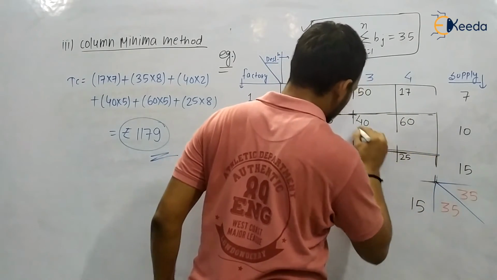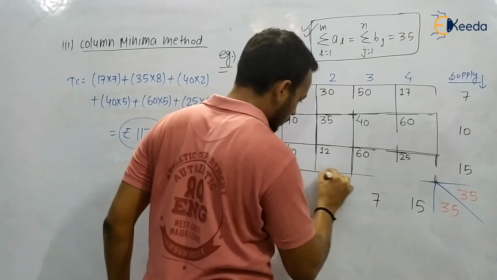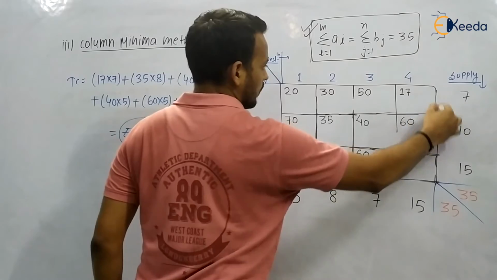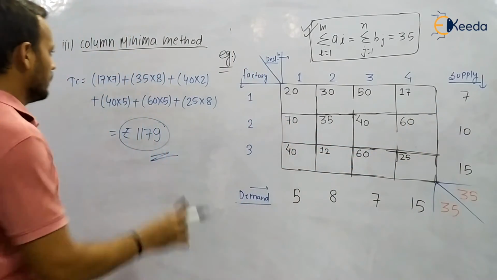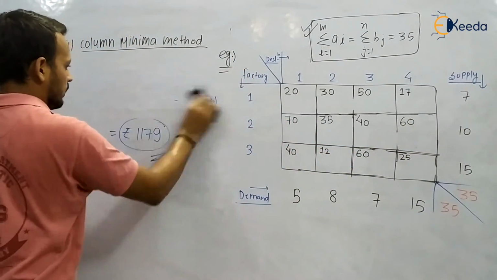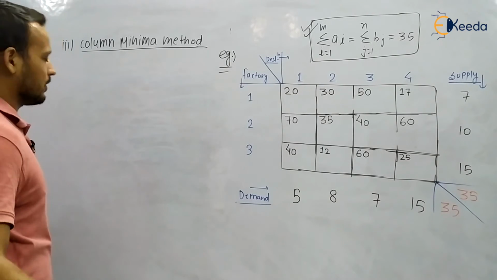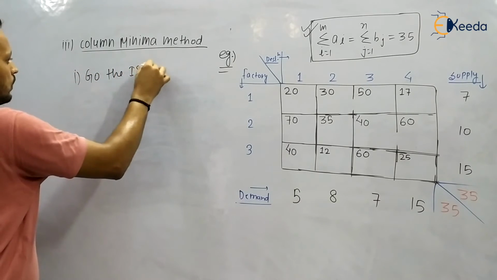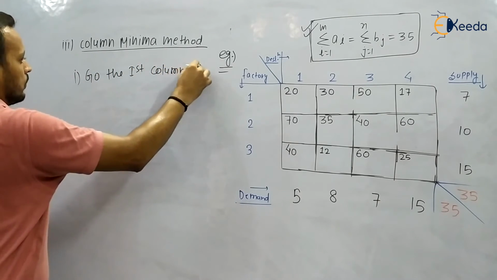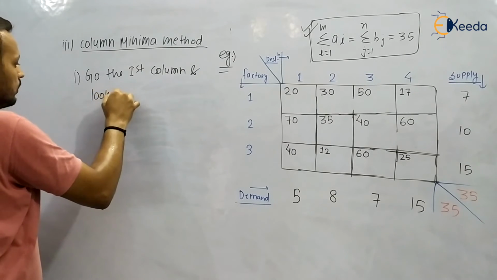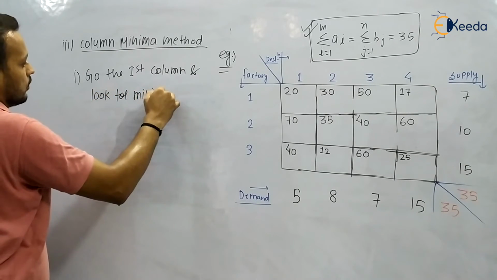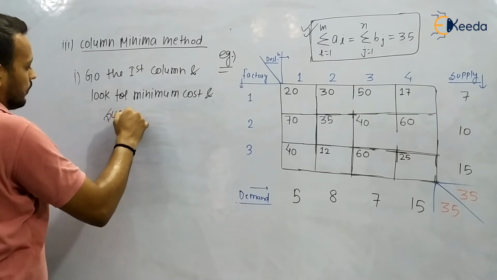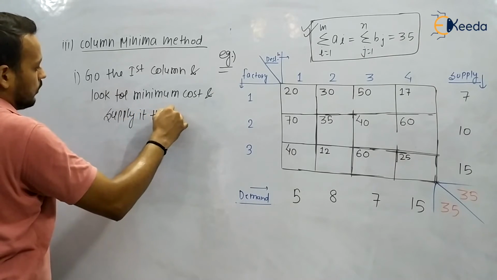So just like row minima, you have got column minima. So the first step is go to the first column. Okay, simple steps are there. Go to the first column and look for the minimum cost, and supply the units.